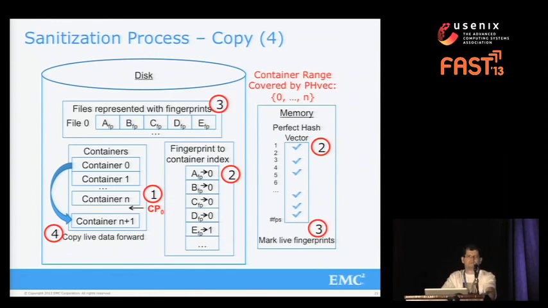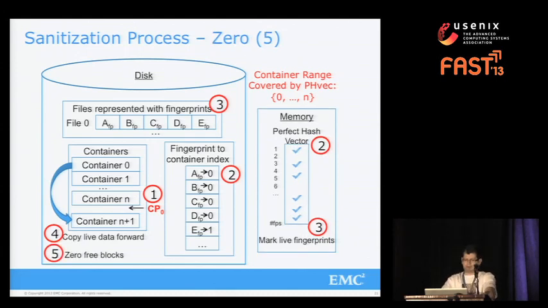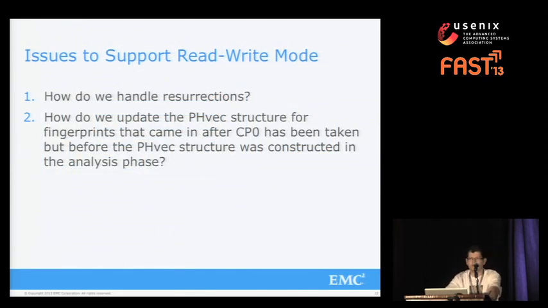Then the fourth step is the sweep phase, or the copy phase, in which for each container that has at least one dead reference in it, we go and copy it forward into new containers. And the last step is to zero out all the free blocks in the system and affected areas like swap and vrun, and any areas that we might think may be affected by the classified message incident. So this process is very simple, and it works pretty well in practice.